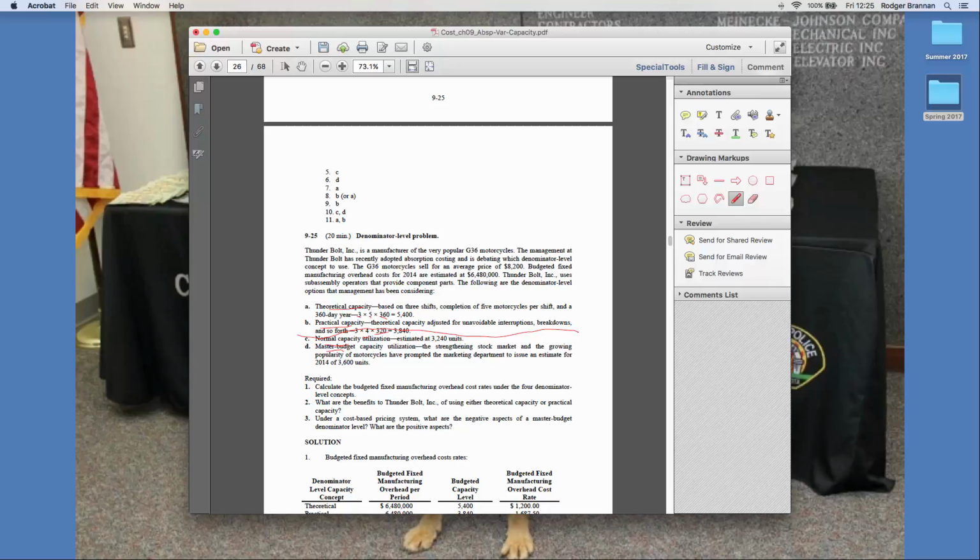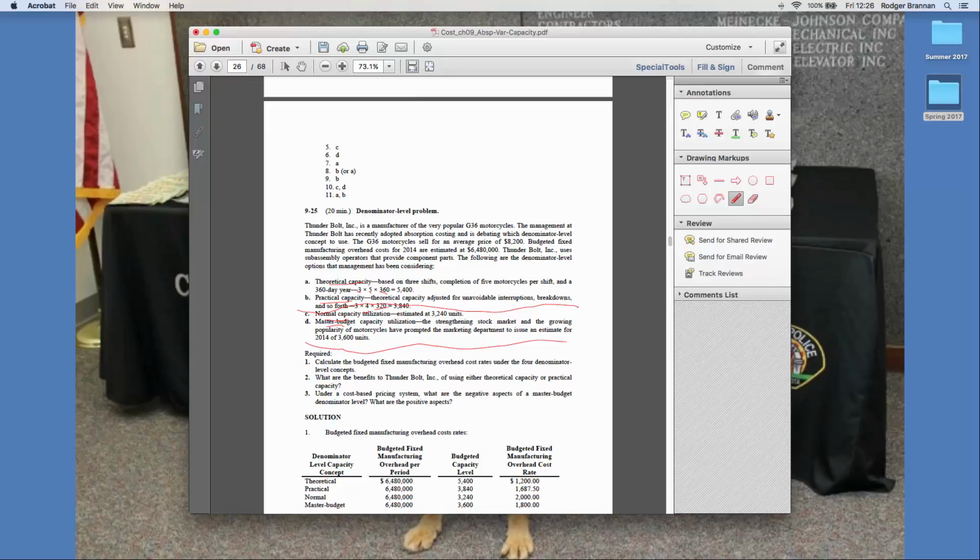Normal and master budget is based on what the demand is going to be. So the normal capacity utilization is assumed to be 3,240. That is over an average period of time. That's what we think it's going to be over the next 3, 5, 7 years. However, which is unusual, but it does happen, in the master budget for the next year, we think it's going to be 3,600, which is a little bit higher. It's kind of an unusual situation, but it could also be that maybe they're beginning to bump up against the maximum capacity that they have here.